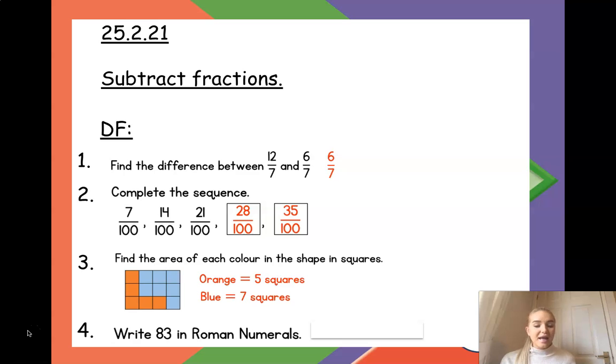Finally then, write 83 in Roman numerals. Well, the answer is LXXXIII. Do you remember what L is in Roman numerals? That's right, it's 50. And what is X? That's right, 10. So we have 50, 60, 70, 80, and what's I? 1. So 81, 82, 83. So a very large number in Roman numerals, but I hope you remembered how to do that one.